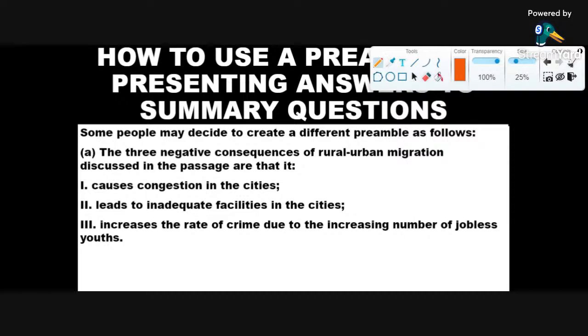So here, let me point out what the issues are and what the misconceptions are. All right? Now, look at this preamble very well. Okay? Sorry. I don't want you to get confused.